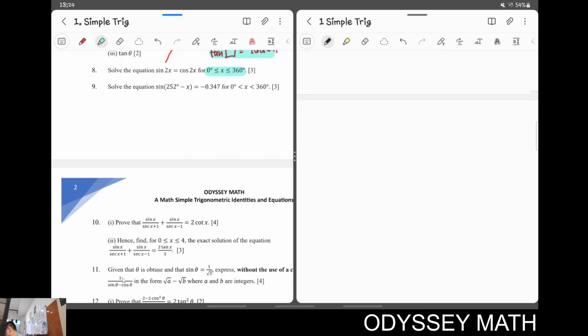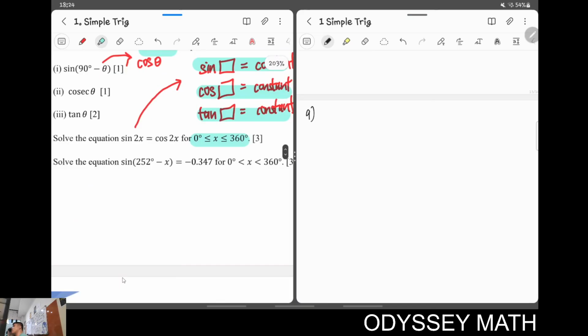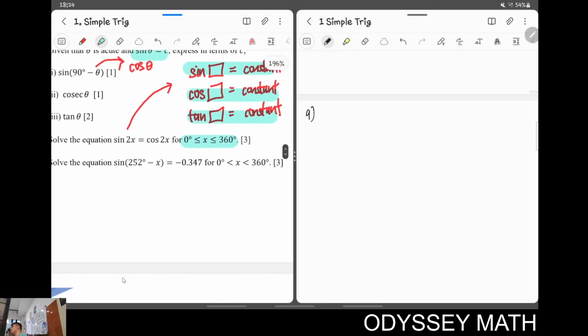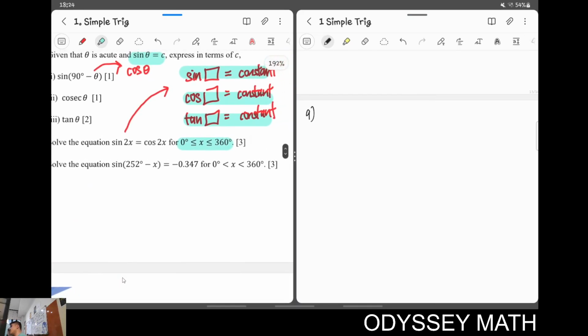Question number 9. We have to solve the equation sine of 252 degrees minus x equals minus 0.347 for the angles between, this time excluding the end angles, 0 and 360 degrees. So we have, write it down: sine of 252 degrees minus x equals minus 0.347. And then start to find the basic angle. We take the sine inverse of the positive value without the minus.